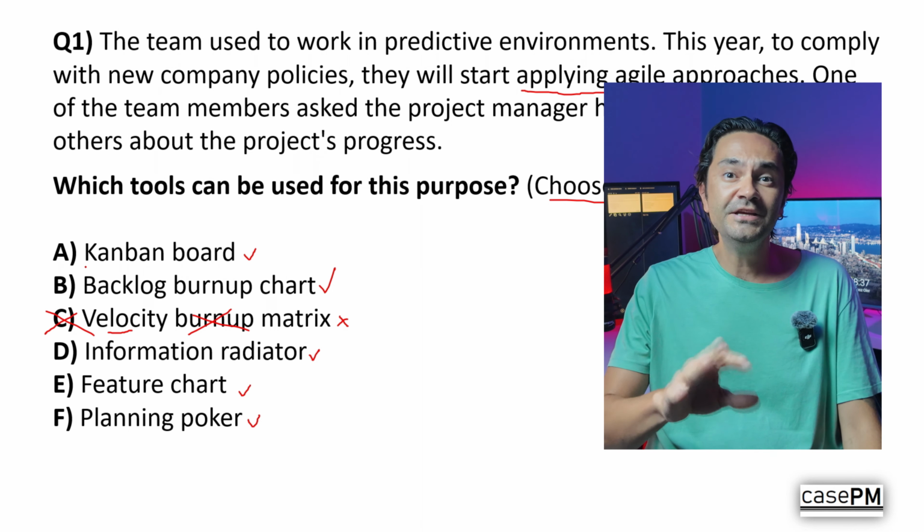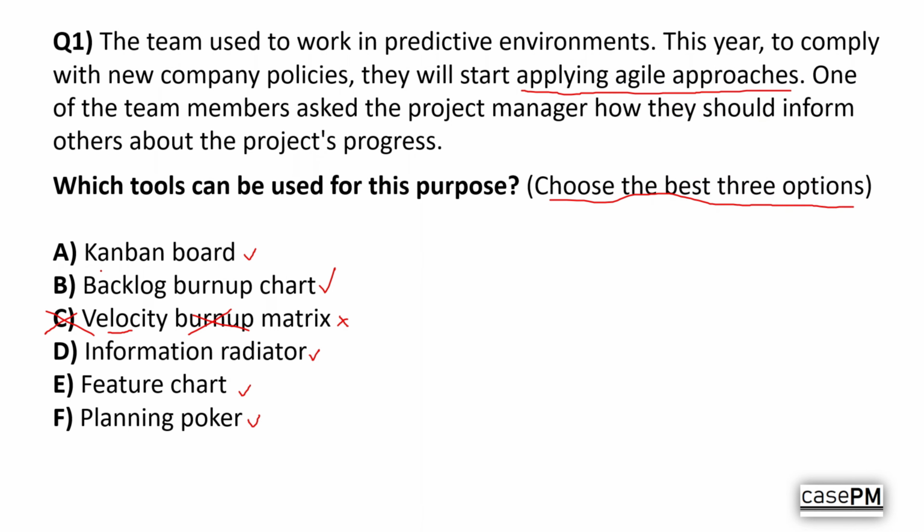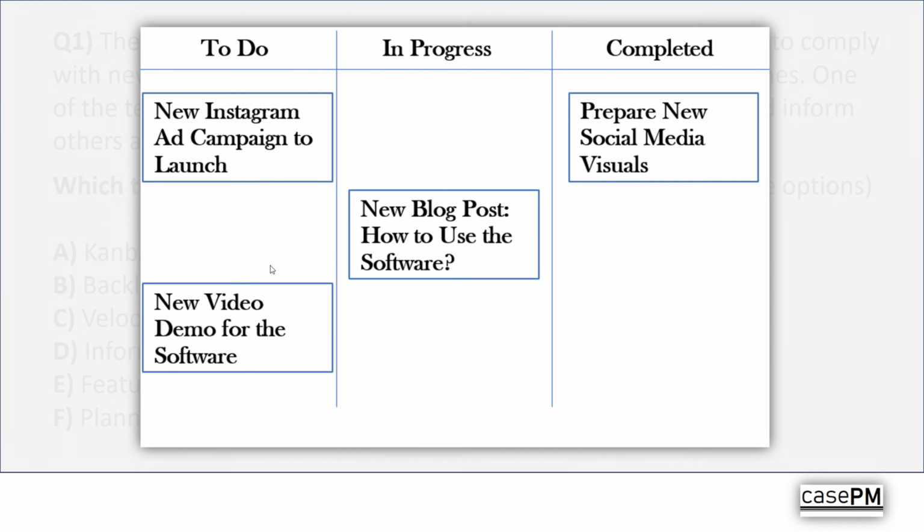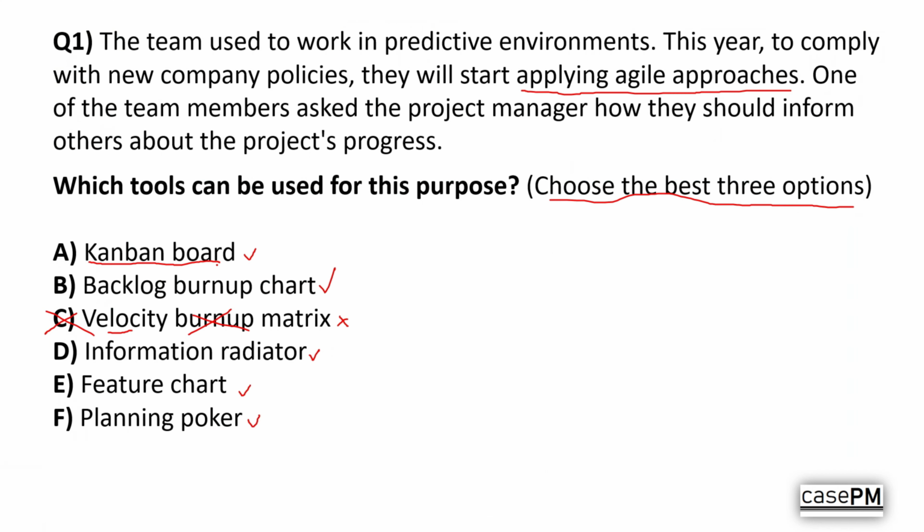Let's go through each option one by one. A Kanban board looks something like this. As you can see, we have columns such as to do, in progress, and completed. When we define a story, we place it in the to-do column. When we are ready to work on it, we move it to the in progress column. Finally, when it's finished, we move it to the completed column. So yes, we do get some information about project progress here.